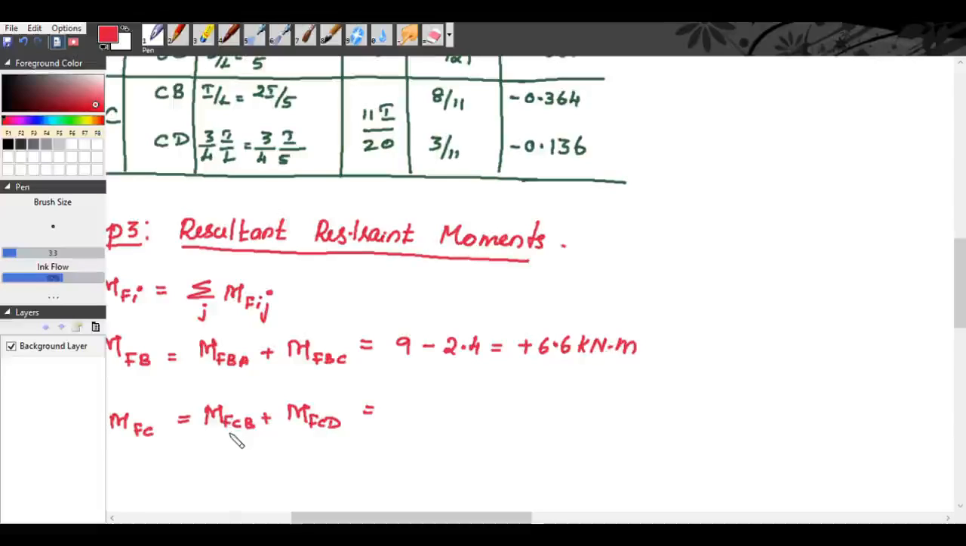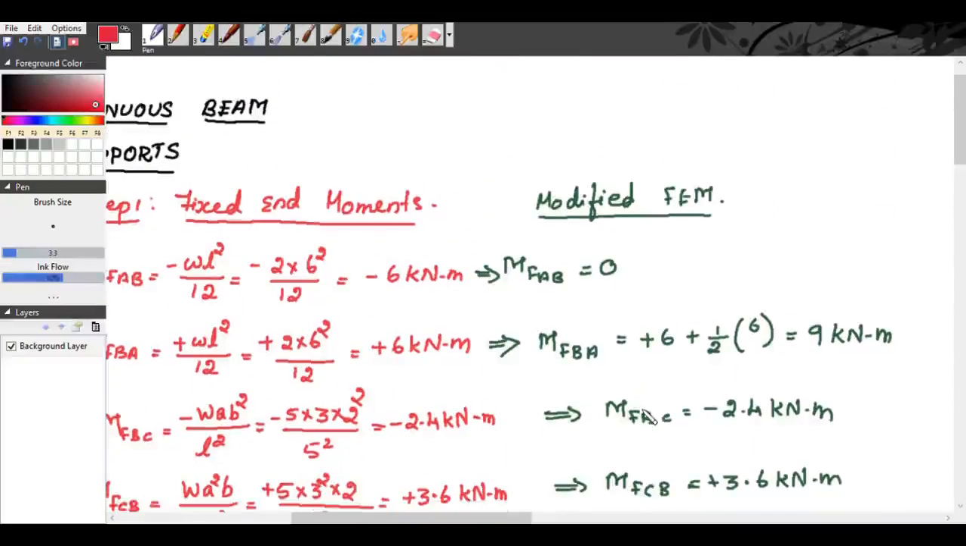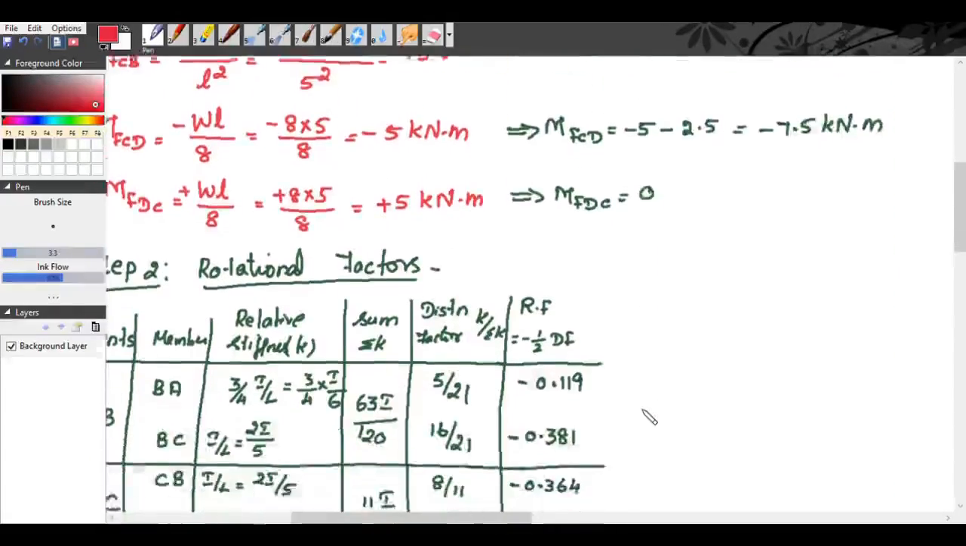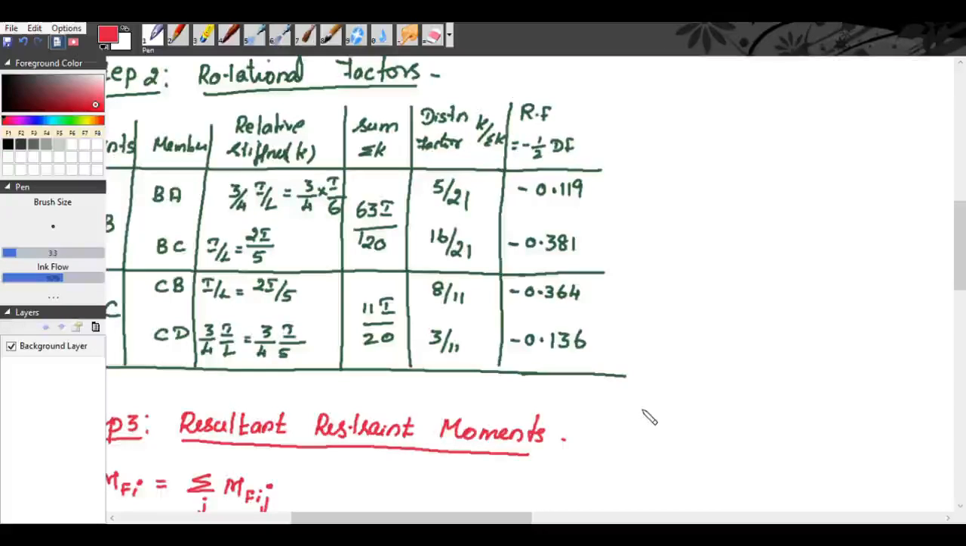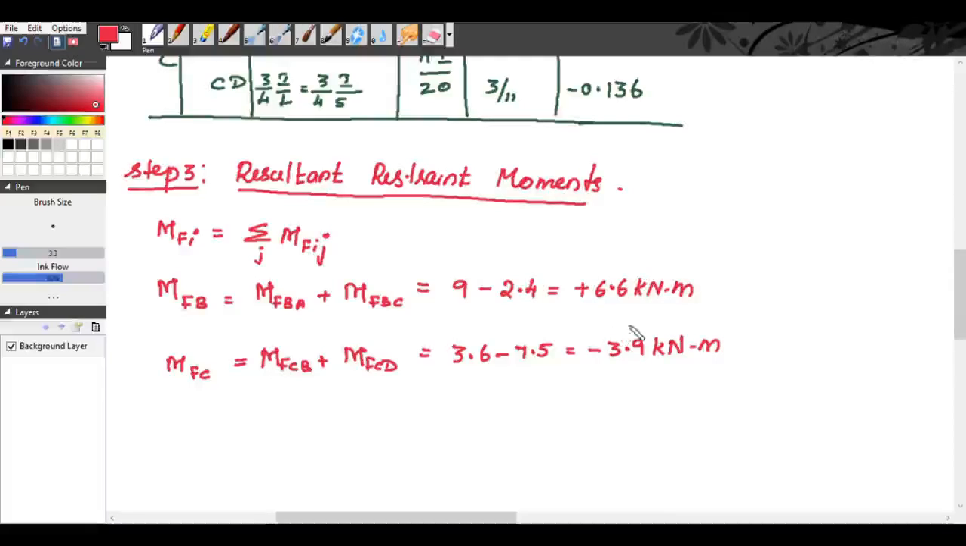Now we get minus 3.9. M of CD is minus 7.5 plus 3.6, we get minus 3.9 kilonewton meter. Minus 2.4 we get plus 6.6 kilonewton meter. Now we will enter these values in the Kani's table: CD is minus 7.5, we get minus 3.9 kilonewton meter.